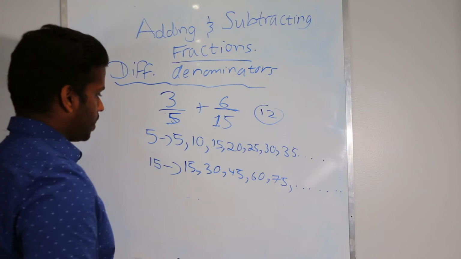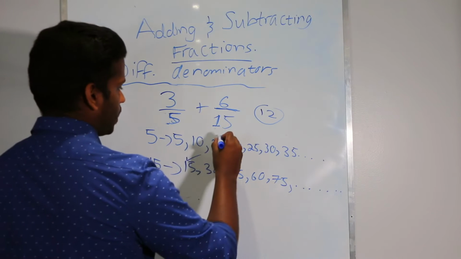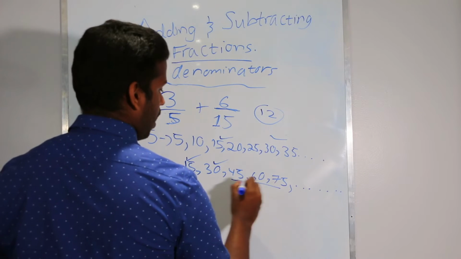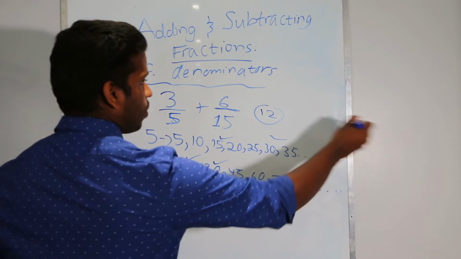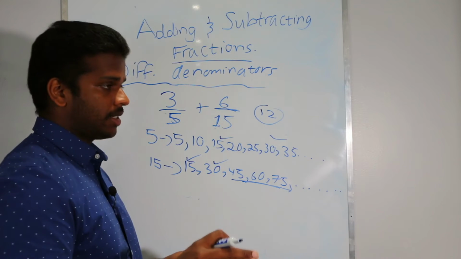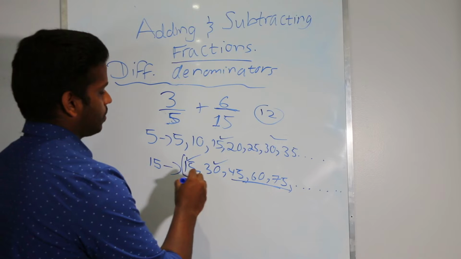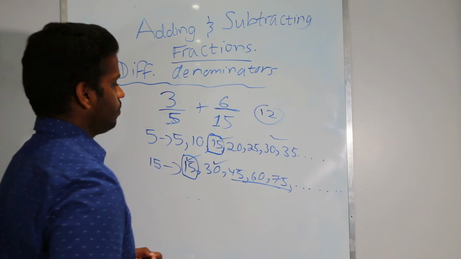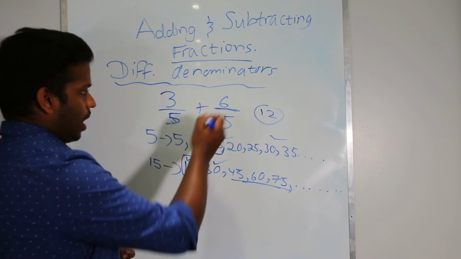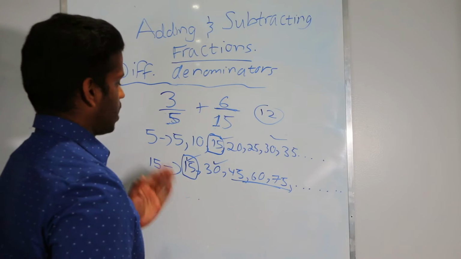So for 5 and 15, we listed our multiples. So what is common? 15. 30 is common. So these will also be common multiples if we go further on. But since we're looking at the lowest only, not the greatest common multiple, the lowest we know is 15. So we know that the lowest common multiple is 15. See how we got there? The lowest common multiple between 5 and 15 is 15 itself.